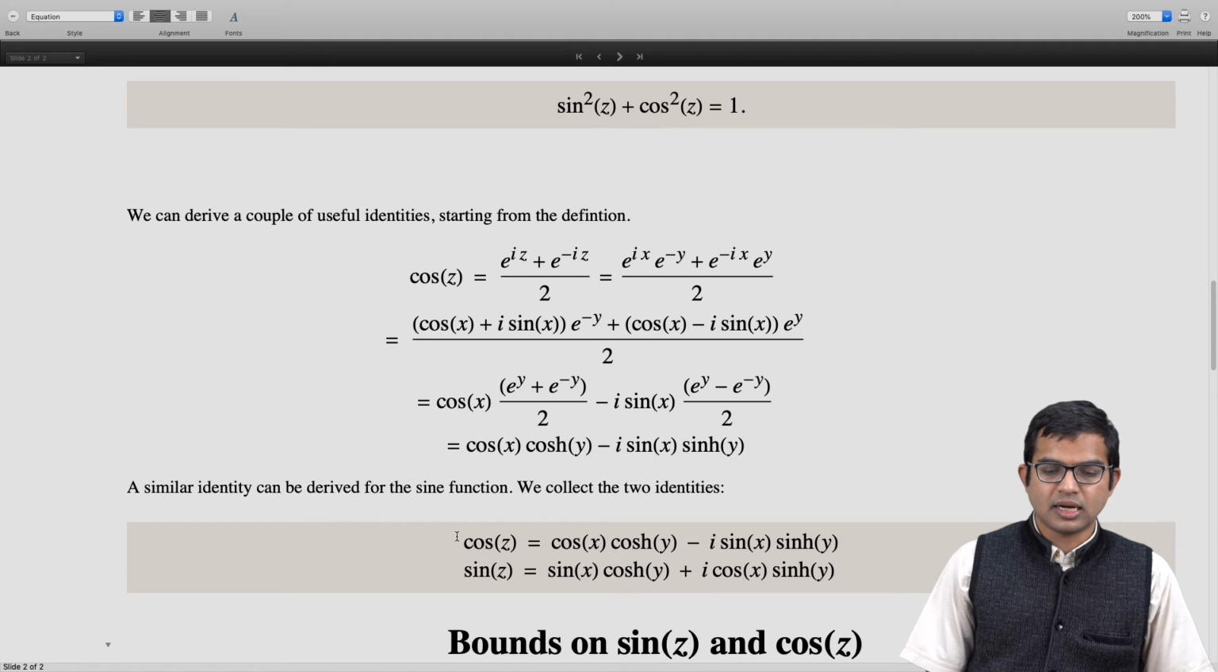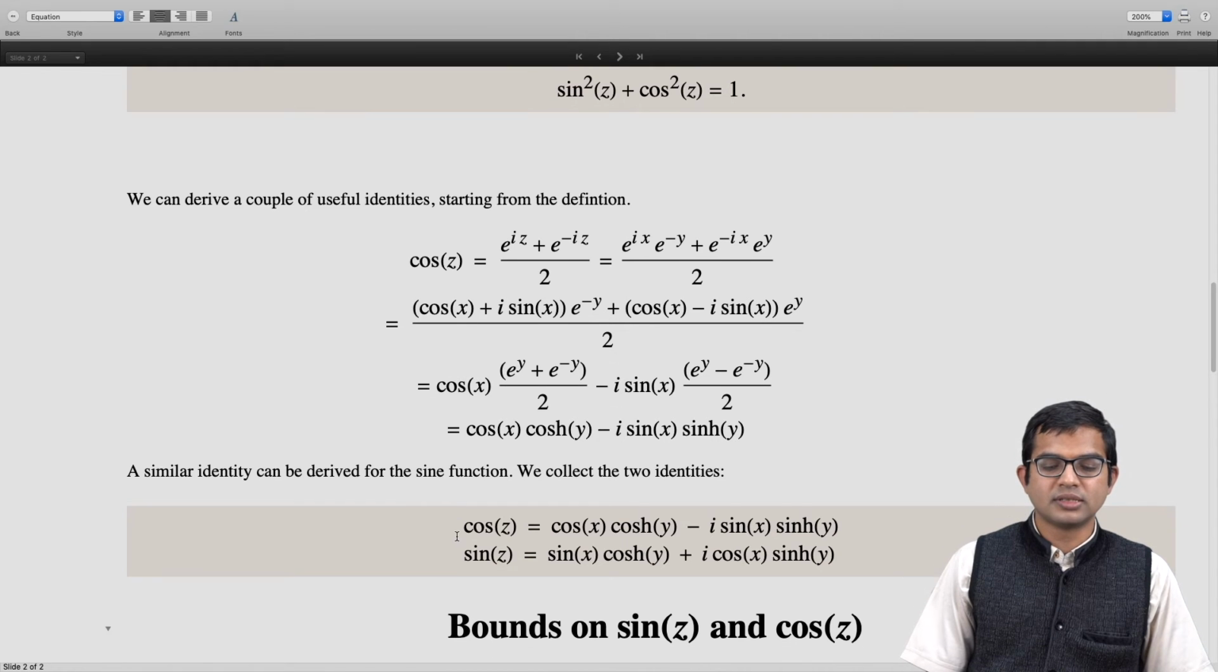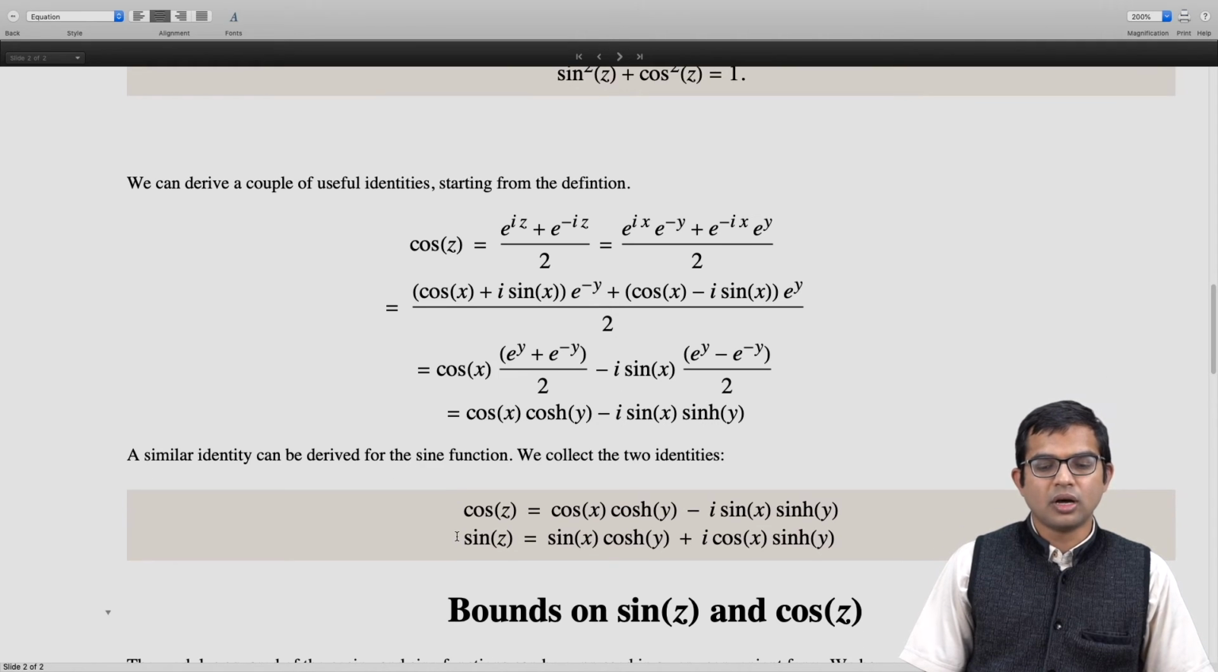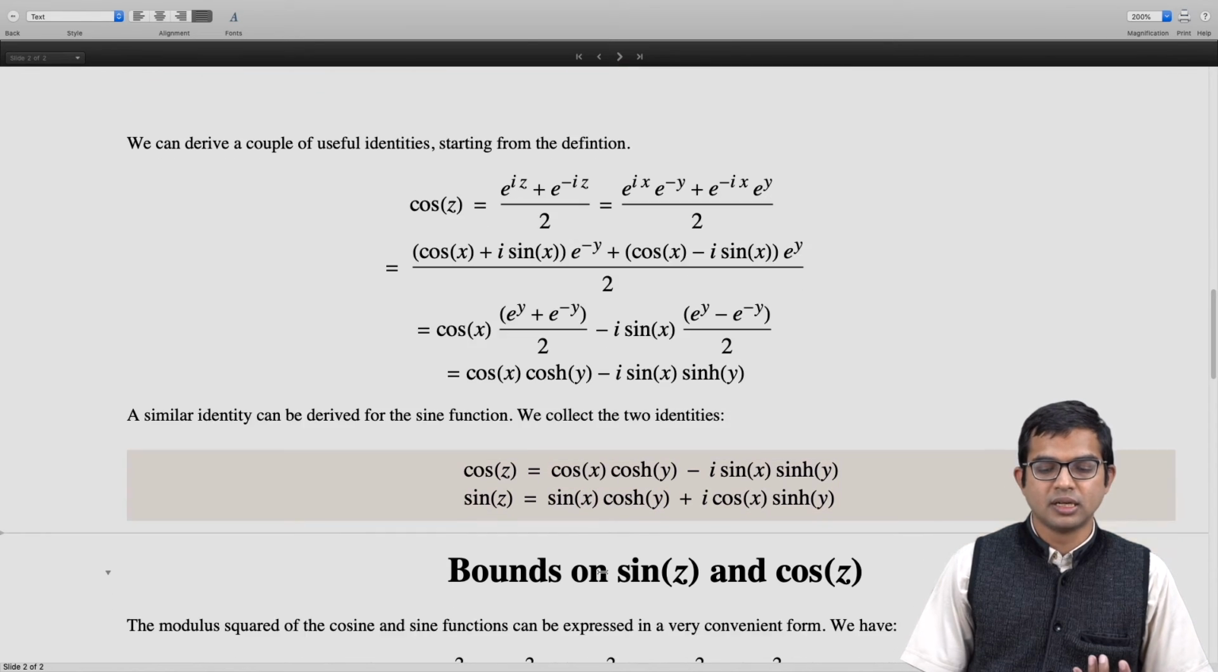So these identities, you can also think of these as an explicit expansion of these complex numbers. After all, cos z is a complex number, sin z is a complex number, and so you can think of these as expressions for the real part and the imaginary part, right? And these expressions will also allow us to investigate bounds on sine of z and cosine of z, right?